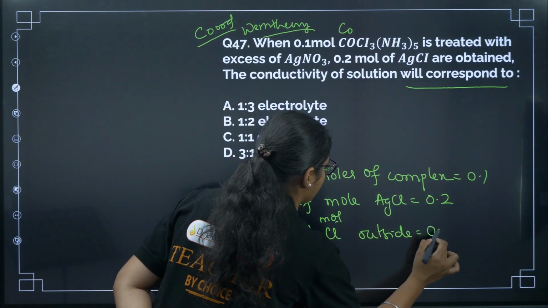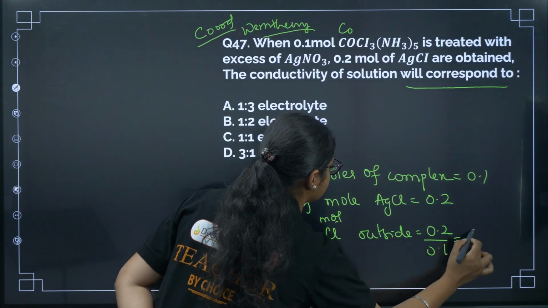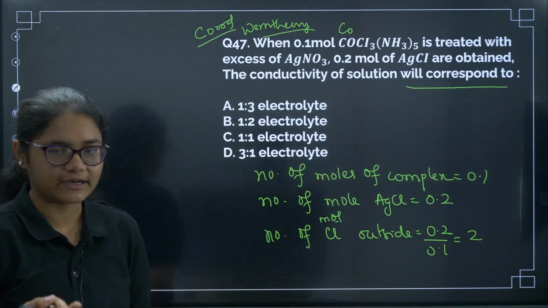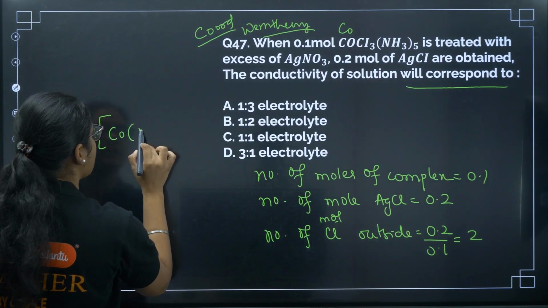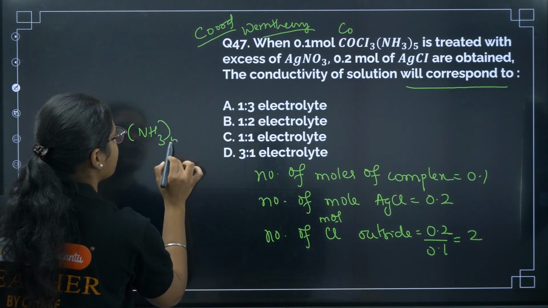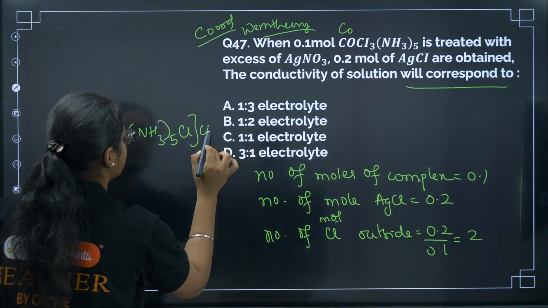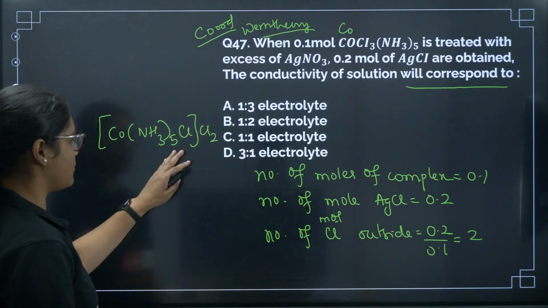Okay, 0.2 by 0.1, that is 2. So that means 2 chlorine should be outside the complex. So if I want to write this complex, I will write Co(NH3)5Cl and then Cl2, right? This is the complex structure.